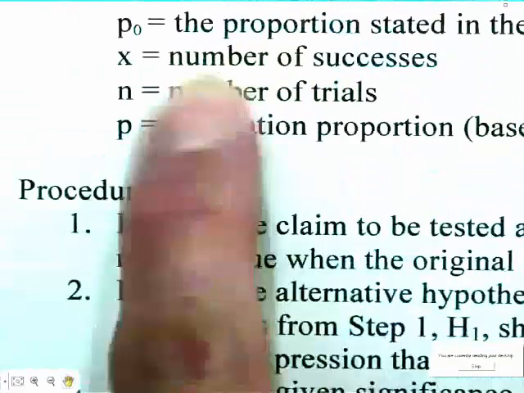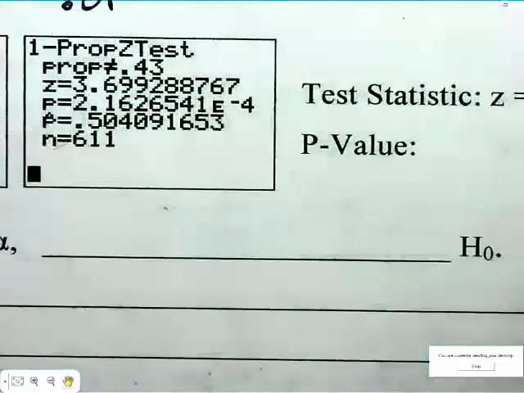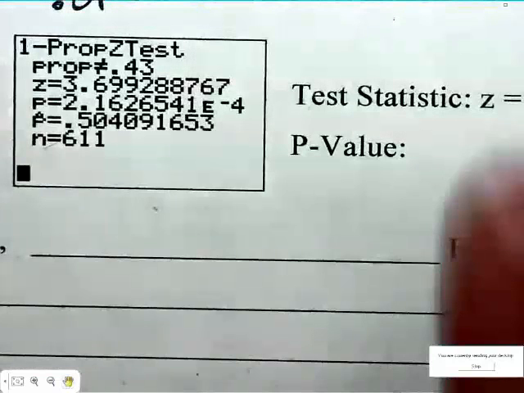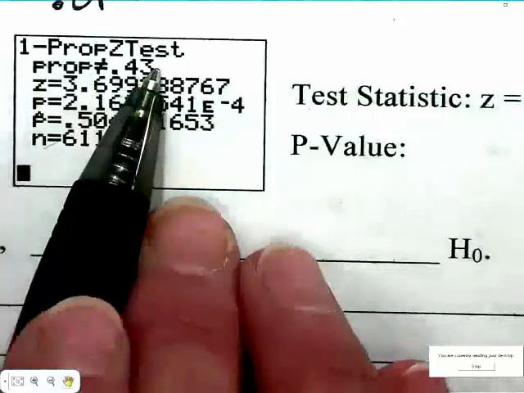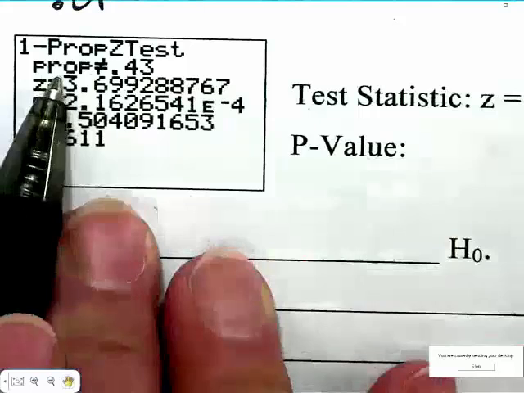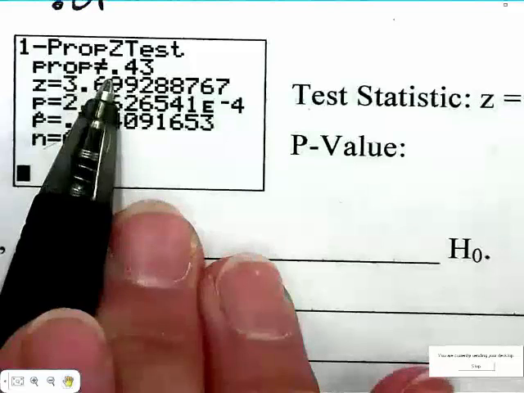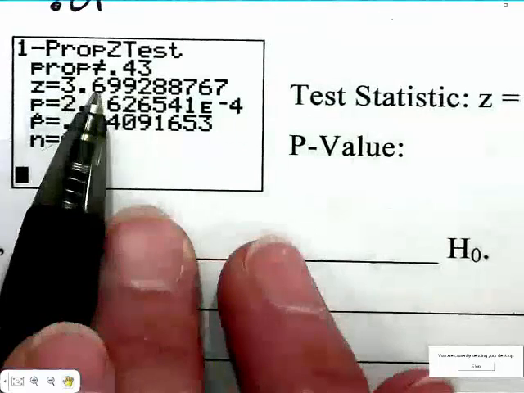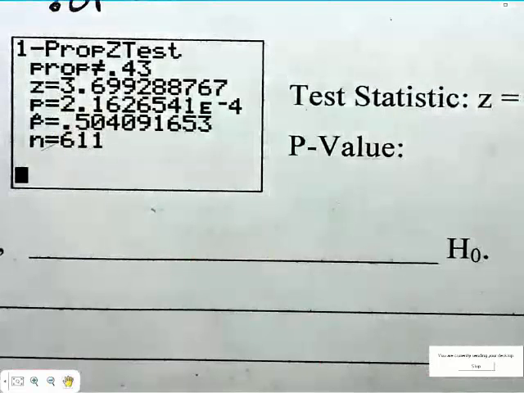All right, so when you hit calculate, here's what you have. Some stuff that you need, some stuff that you don't need. The calculator restates what the alternative hypothesis was right there. The calculator's just telling you, I've done a two-tail test for proportion is not equal to 0.43. The test statistic, z equals 3.699. Let's just round it to whatever the directions say on the homework, but right here, let's say 1 decimal place, 3.7.